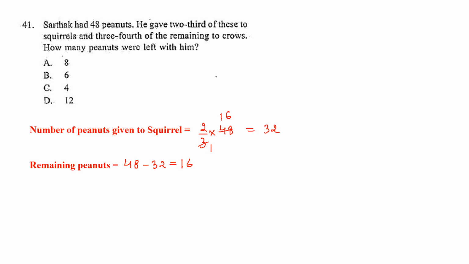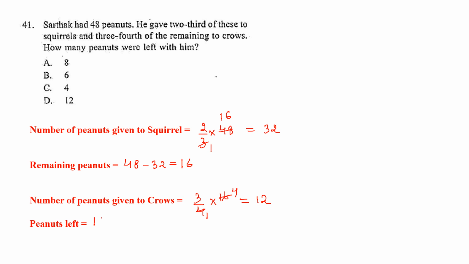Now from these remaining peanuts, he is going to give 3/4 to the crows. So the number of peanuts given to crows will be 3 by 4 times 16. So 4 times 1, 4 times 4. So it is 12 peanuts, isn't it? So from the remaining 16 peanuts, 12 peanuts he has given to the crows. So you have to find how many peanuts were left. So peanuts left will be 16 minus 12, which will give you 4. So option C is the correct option.